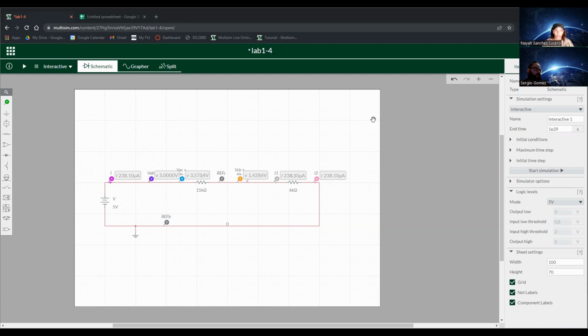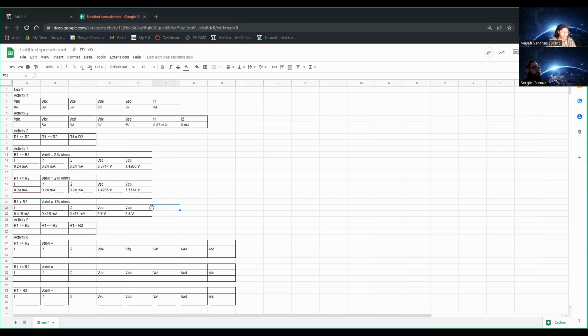So this is the circuit for condition A, and the only difference between condition A and condition B is that resistors 1 and 2 are swapped, and this would just change the values for VAC and VCB. Those values would also be swapped because the voltage drop across them would be different. Now for condition C, we have set resistors 1 and 2 to the same value of 6 kilo ohms. This has affected the circuit by making the voltages of VAC and VCB the same. And here are the values that we input for activity 4.